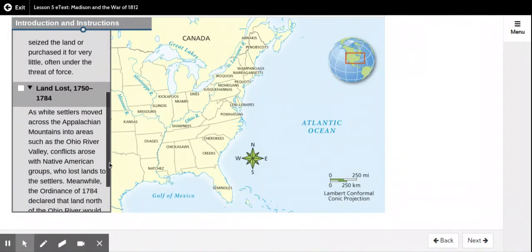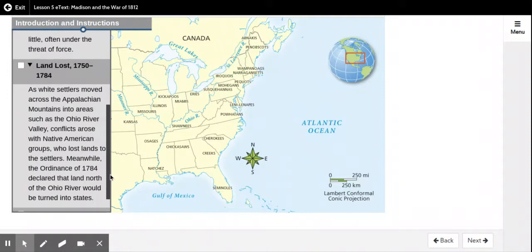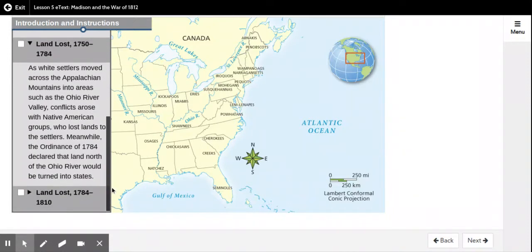So what's going on here? It's got a timeline. White settlers are moving west across the Appalachian Mountains into the Ohio River Valley. That's this area here where the Eries, the Shawnees, the Miamis, and the Susquehannas are, I'm going to say this wrong, and they're making treaties with them and taking their land.